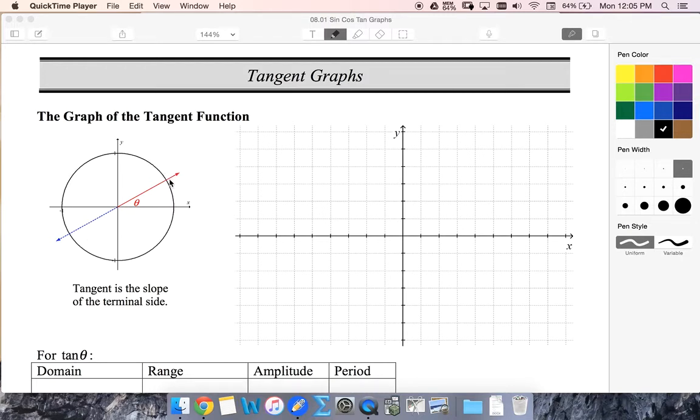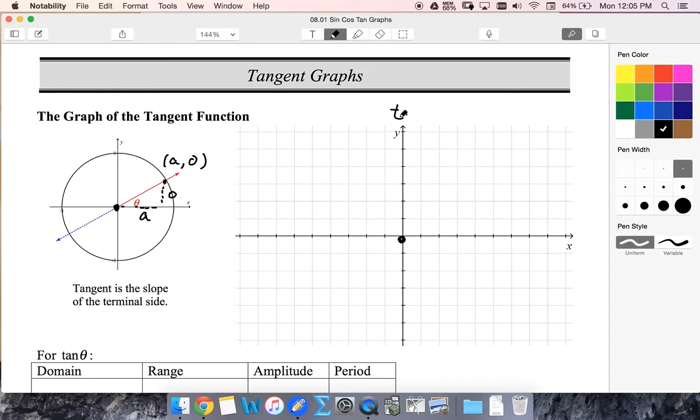So if we think about tangent, if we think about the theta value here and the tangent of this theta value, well, it's the opposite side over the adjacent side, which of course we know corresponds to the x value and the y value. So tan is opposite over adjacent, but also for any line that goes through the origin, the slope is also the rise over the run. So tangent we can think of as the slope of the terminal side. So if we start at the angle of 0, then our slope is 0.